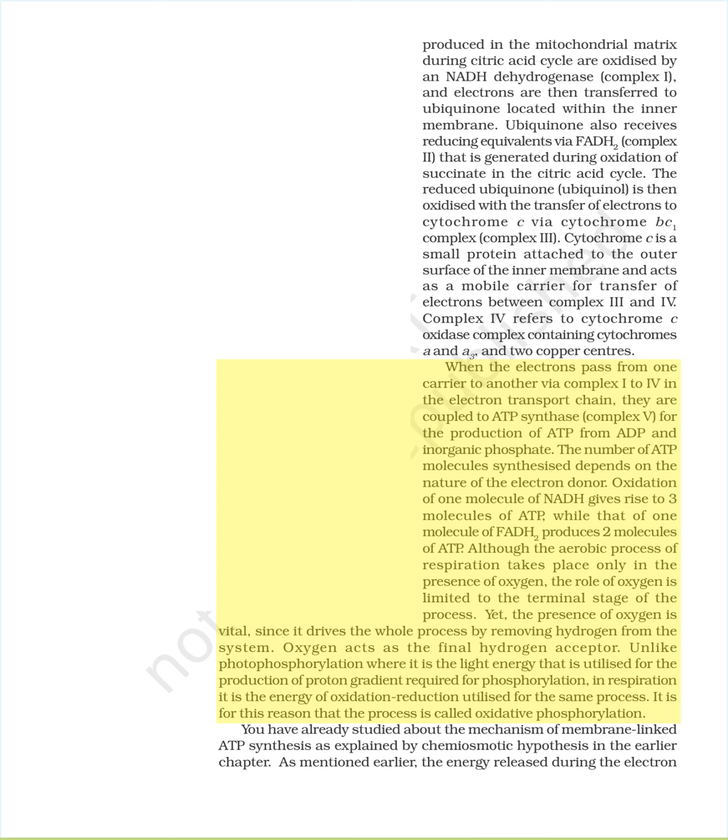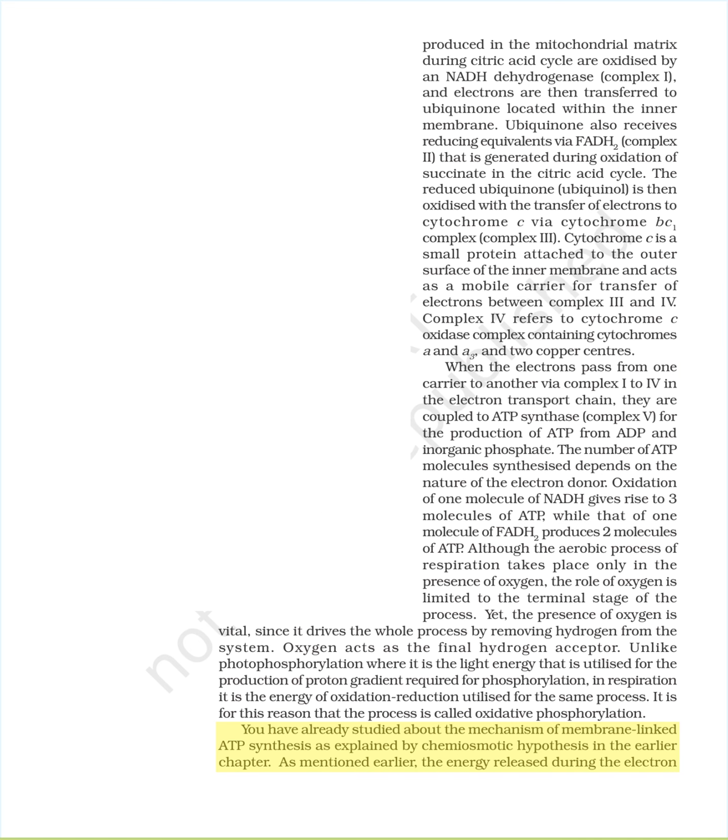Although the aerobic process of respiration takes place only in the presence of oxygen, the role of oxygen is limited to the terminal stage of the process. Yet, the presence of oxygen is vital, since it drives the whole process by removing hydrogen from the system. Oxygen acts as the final hydrogen acceptor. Unlike photophosphorylation, where it is the light energy that is utilized for the production of proton gradient required for phosphorylation, in respiration it is the energy of oxidation-reduction utilized for the same process. It is for this reason that the process is called oxidative phosphorylation.